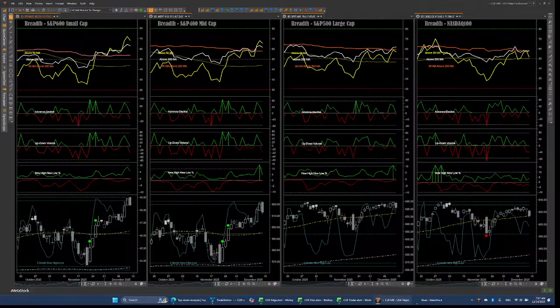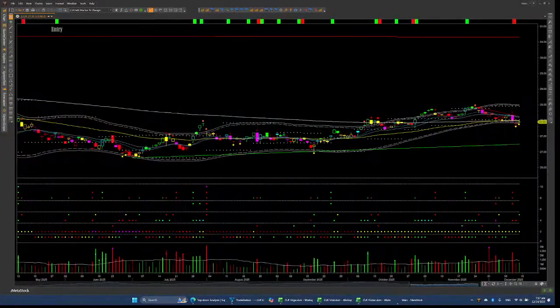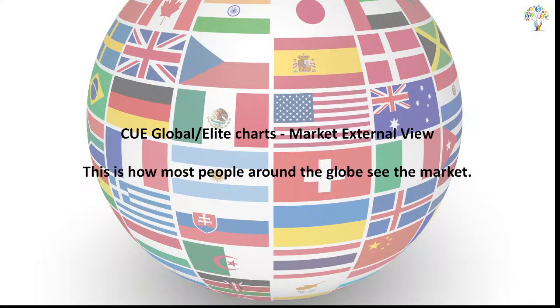The pullback again happened for only one day. We'll see if it continues or not. As we go forward with our market analysis, we'll finally infer our preferred trading direction. After the internal health check, let's look at the market's external view. This is how most people around the globe see the market.